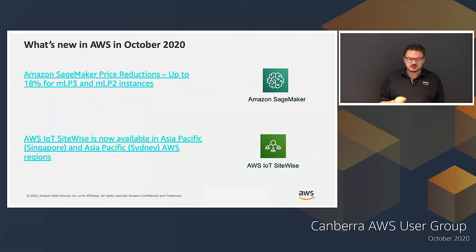Next, AWS IoT SiteWise is now available in the Singapore and Sydney regions. So SiteWise, for those who haven't heard of it, is a service that's targeted towards collecting data from IoT sensors in industrial equipment and bringing it together in ways that make it really easy to store, analyze, and determine insights from that data. So if you've got sensors on different devices and you want to do things like predictive maintenance and those kinds of things, SiteWise is absolutely worth looking at as part of your strategy there, and it's now available here in the Sydney region.